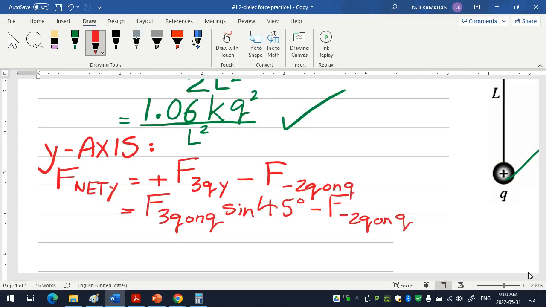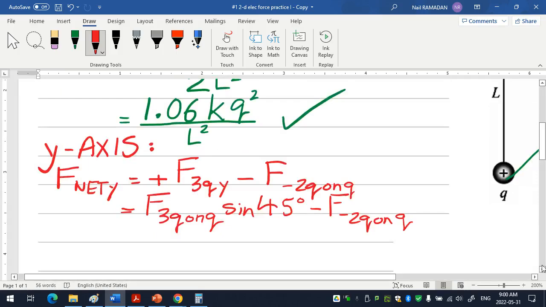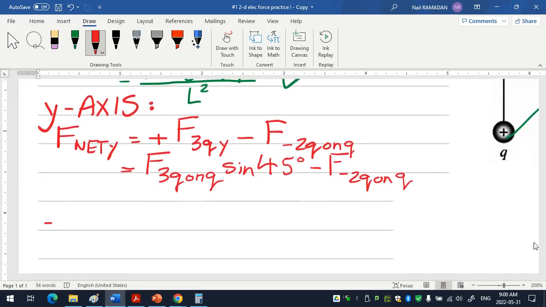Now can I plug in the equation? Yes, I can. The K, Q1, Q2, all of that. K times 3Q times Q over 2L squared. Let me make the L bigger. Sine of 45 minus K.